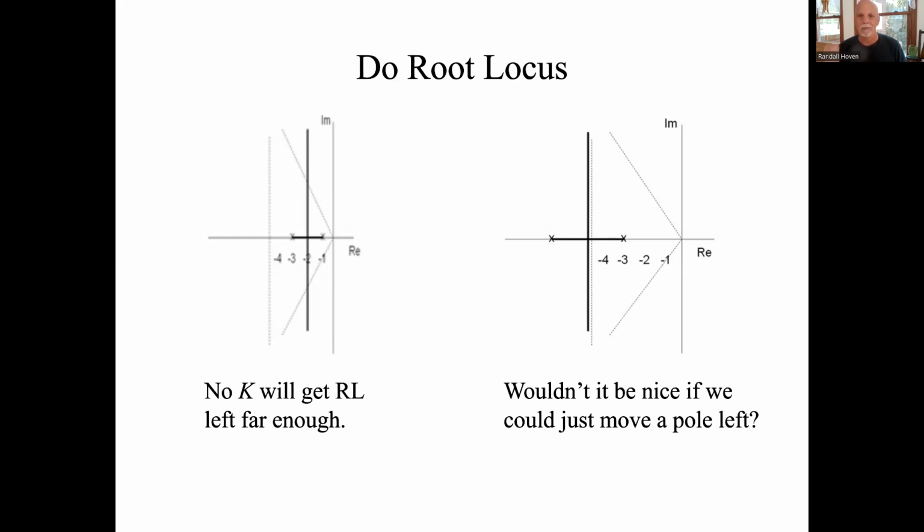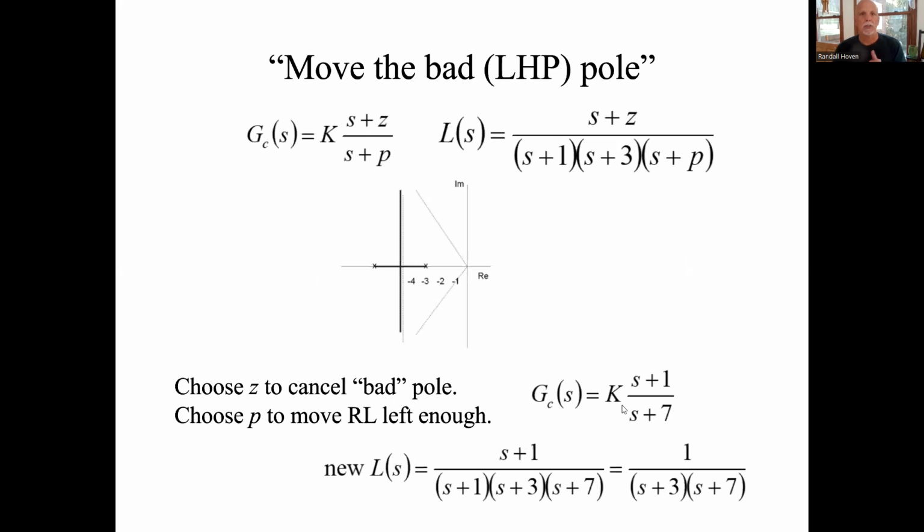Wouldn't it be nice if we could just move this pole on the right somewhere over here far enough to get this asymptote to the left of this vertical line here, so that we'd satisfy the settling time spec. So that's one of my two methods. I call it move the bad pole. It only works if the bad pole's in the left half plane.